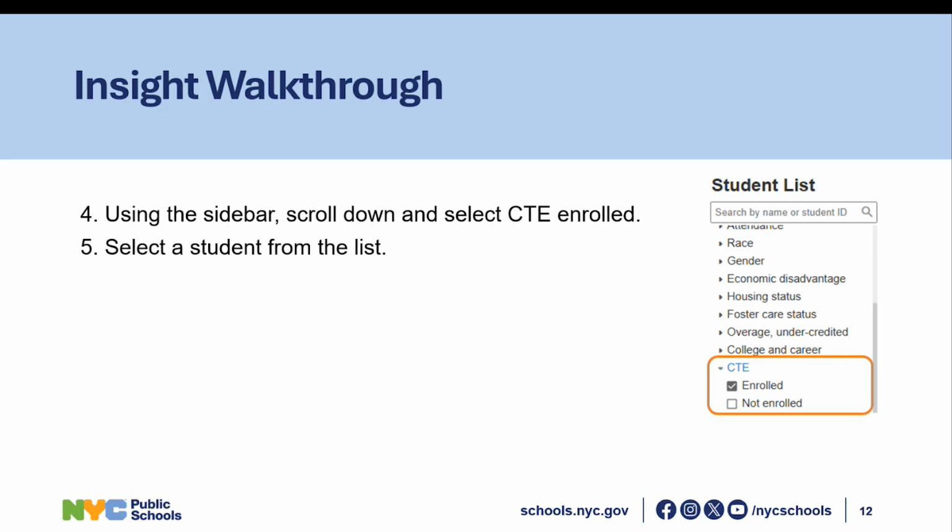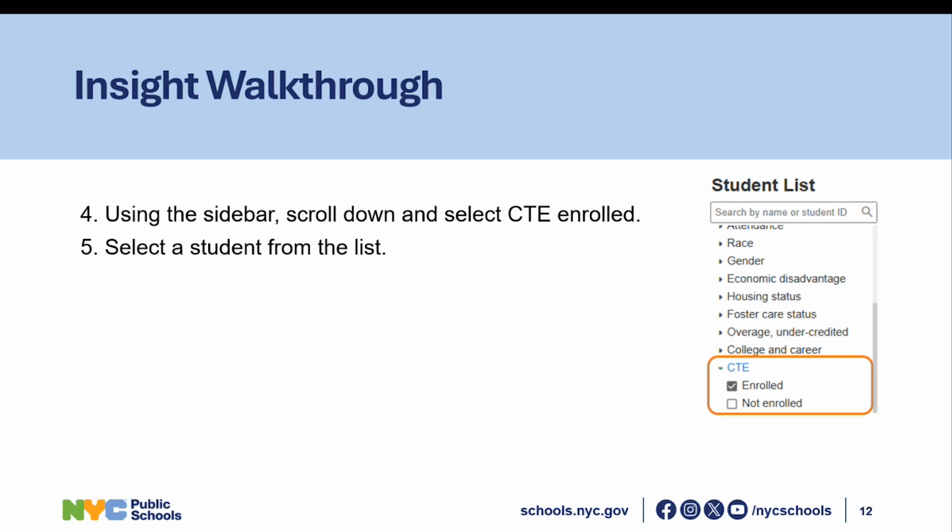Once you're in the graduation progress section, you'll need to go to the sidebar where it says student list. And you'll go down to CTE. Where's my laser pointer? There we go. You'll go down to CTE and click enroll.